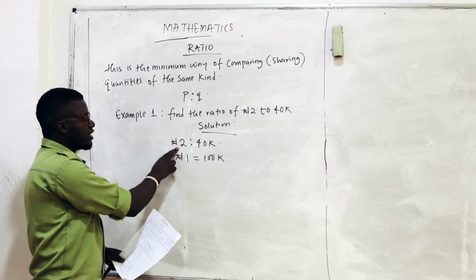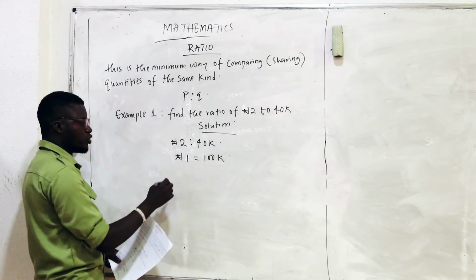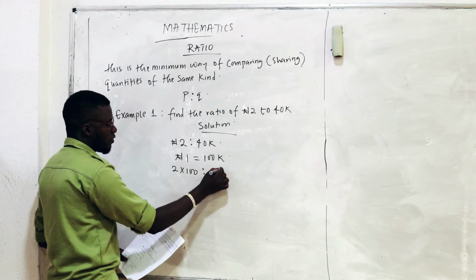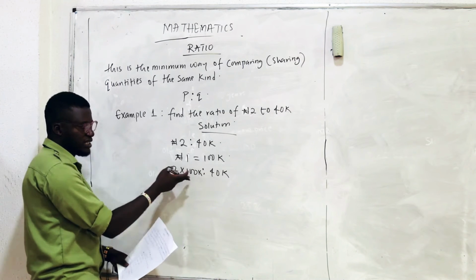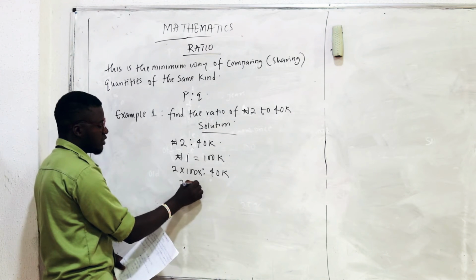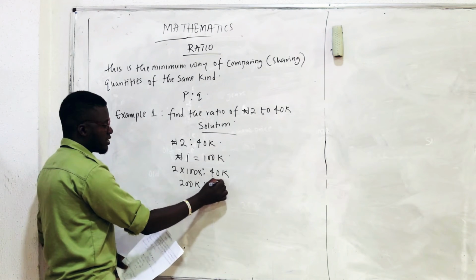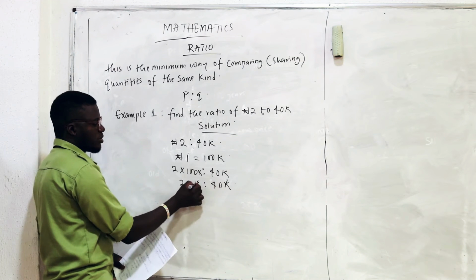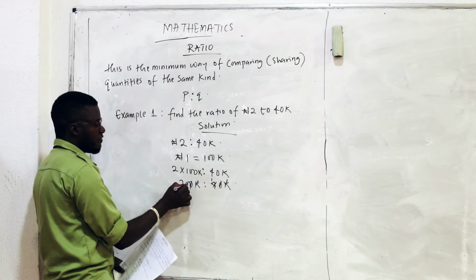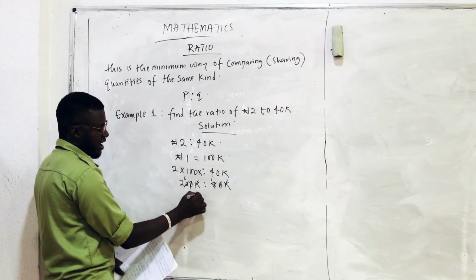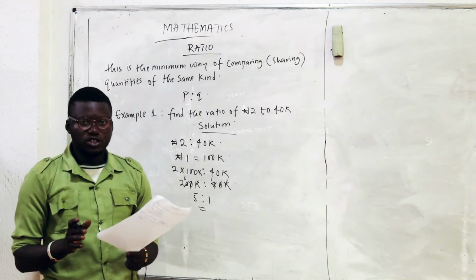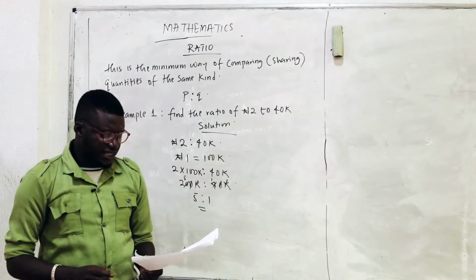So for me to convert 2 naira to kobo, I'm going to say 2 times 100 kobo ratio 40 kobo. So 2 times 100, I'll have 200 kobo ratio 40 kobo. From here, the kobo signs will cancel each other. 0 will go into 0, 4 will go into 40 once, while 4 will go into 200 five times. So I'll have 5 ratio 1. My final answer is 5 ratio 1.